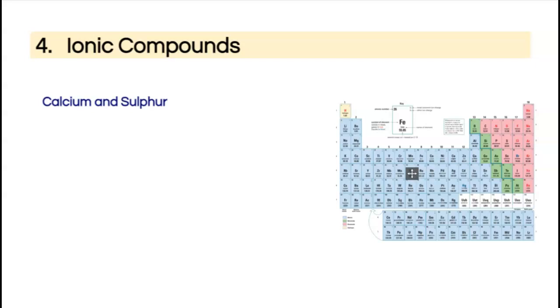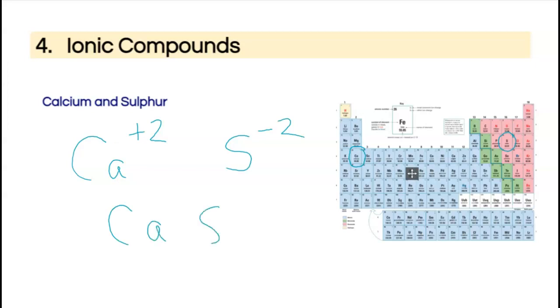Okay, so calcium. Let's find calcium. I'm just going to write it out here. And calcium is located right here, and its charge is going to be +2. And you can see that in the upper right-hand corner, right? Sulfur. Sulfur has a charge of -2. Right? And so when I cross these charges down, let me just do my setup here, Ca and then S.